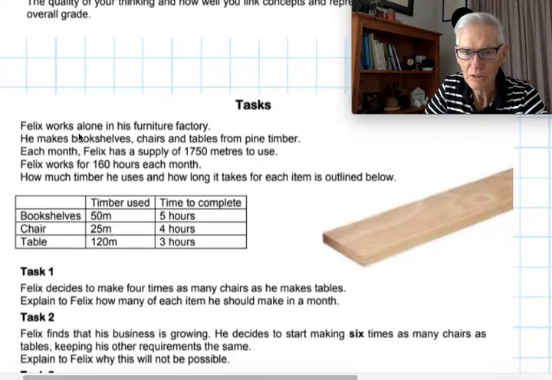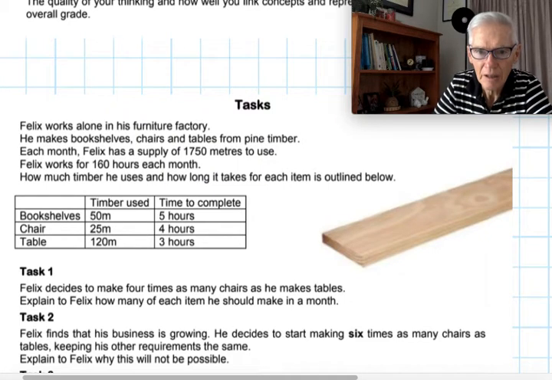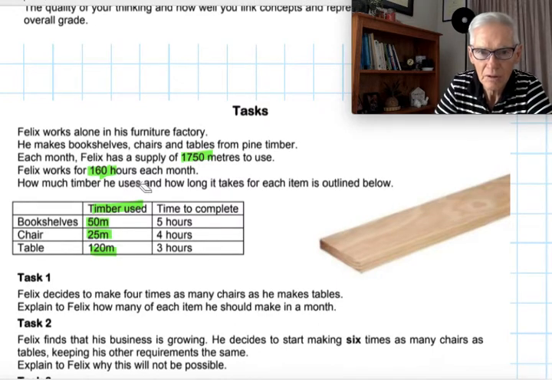So Felix works in his furniture factory. He makes bookshelves, chairs, and tables. So we know what to do by now. We are looking for totals. So we've got 1750, we've got 160 hours. There are equations 1 and 2. So the timber used is going to be these ones here. And the hours, perhaps I'll do it in a different color. The hours that you're going to do are going to be these ones here, 160 hours, and you're going to use those for your equations.